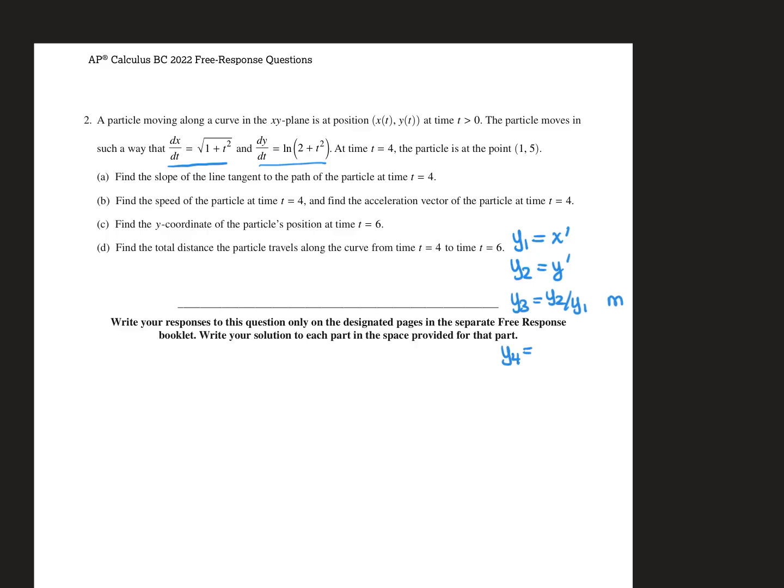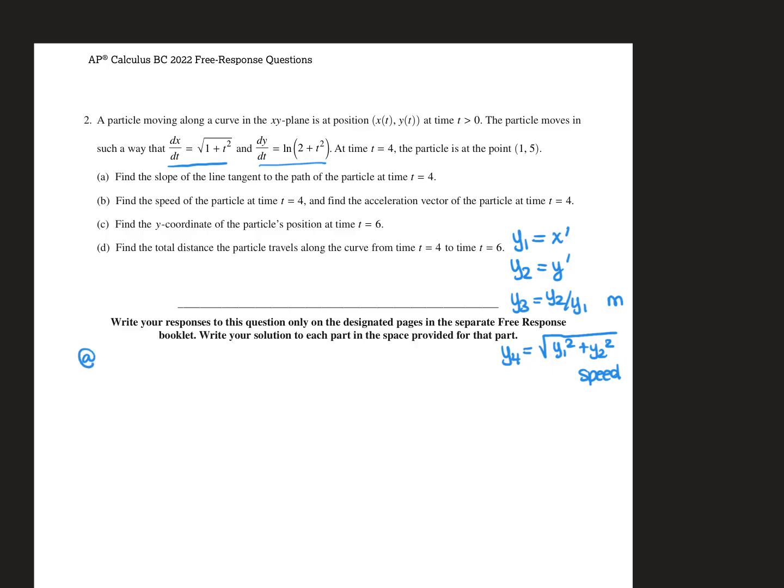y4 is going to be the square root of y1 squared plus y2 squared. And remember, that is the speed, the magnitude of velocity. And if we integrate speed, we get distance traveled, the arc length.